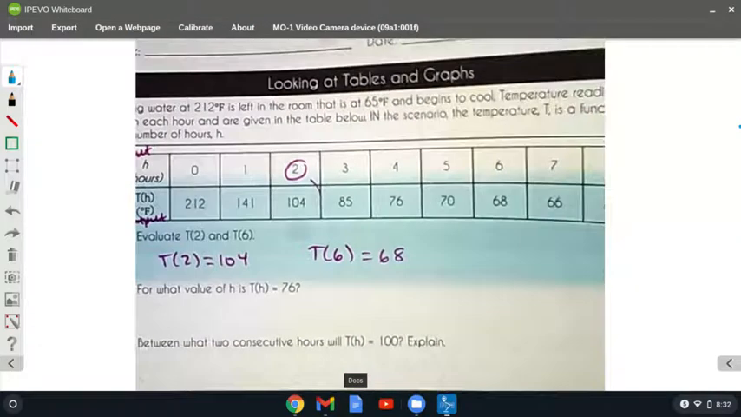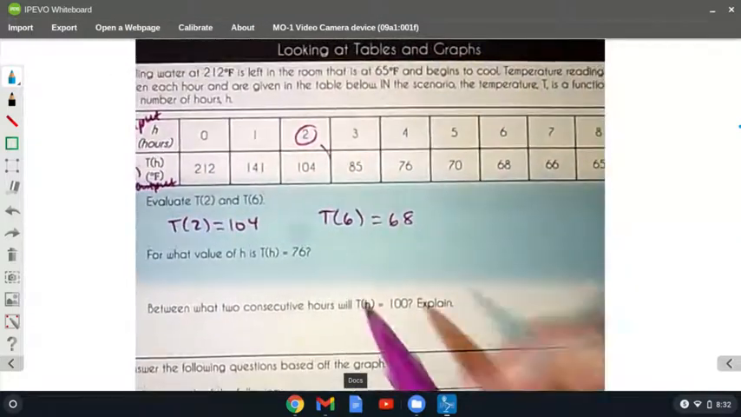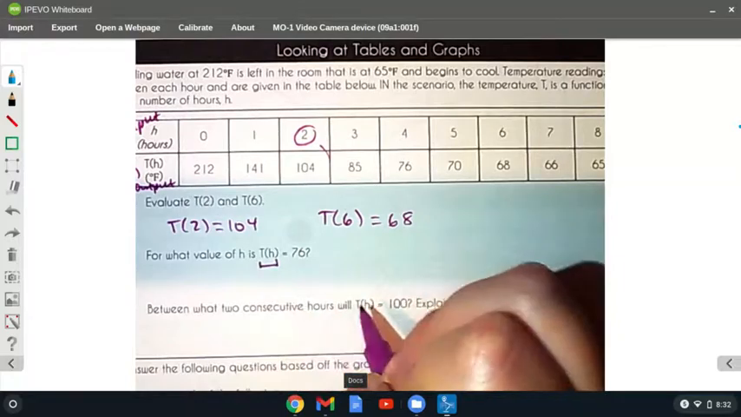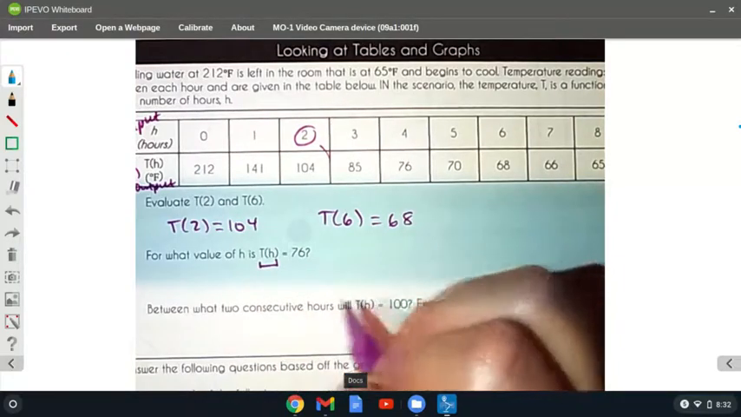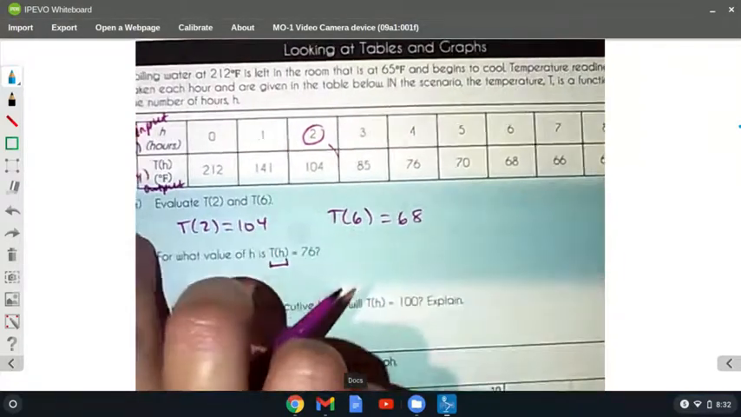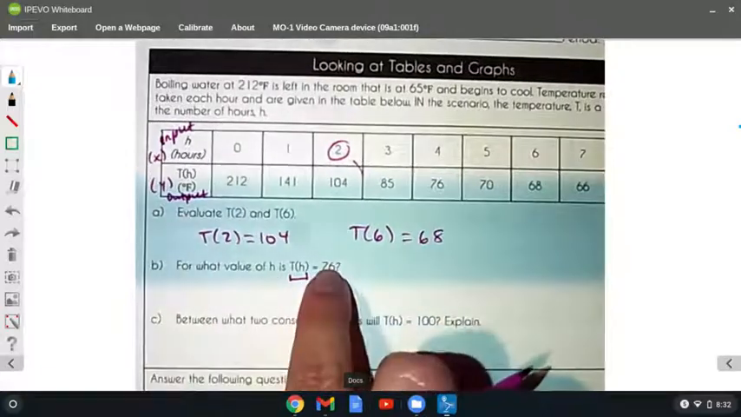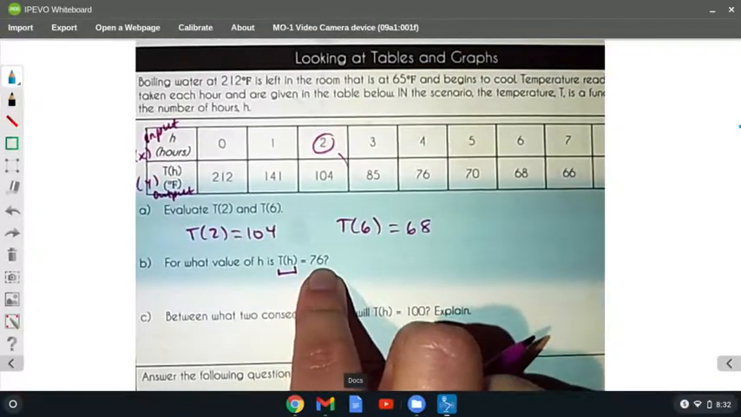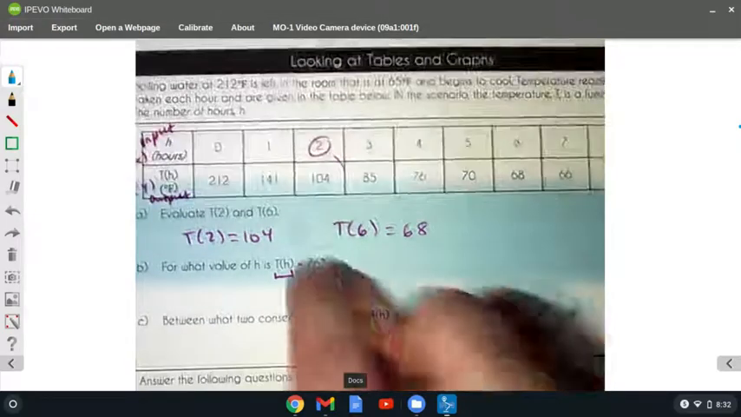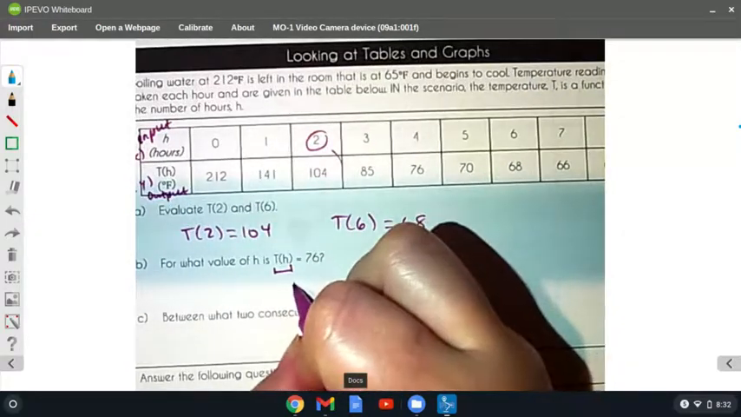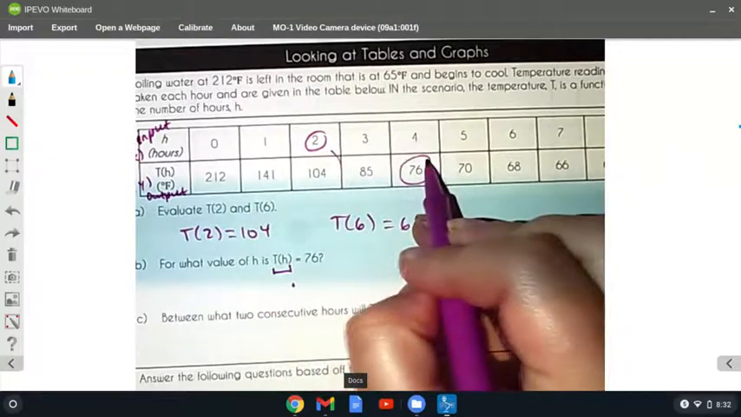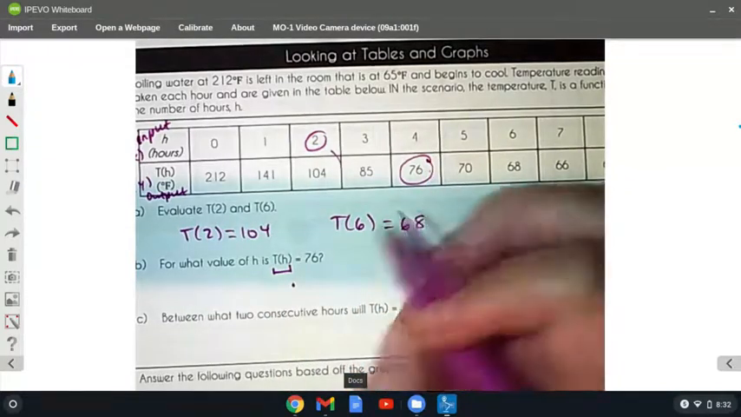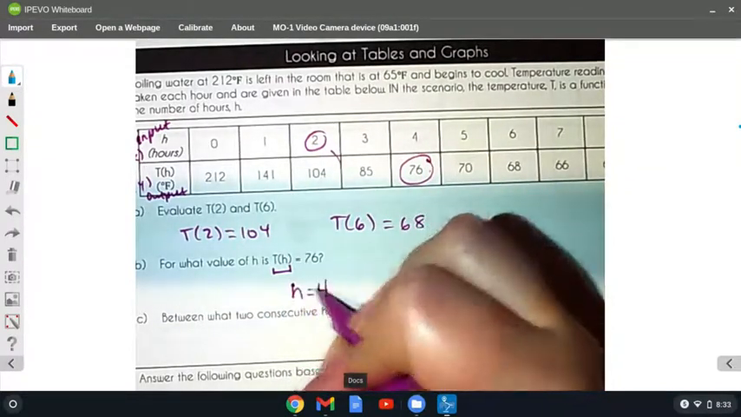For what value of H is T of H equal to 76? So they're saying T of H is the Y value. So they're saying output temperature is equal to 76. So when the temperature is 76, what hour are we at? So we're looking to find the temperature 76, that's right here. And what hour is it? 4. So we would just say H equals 4.